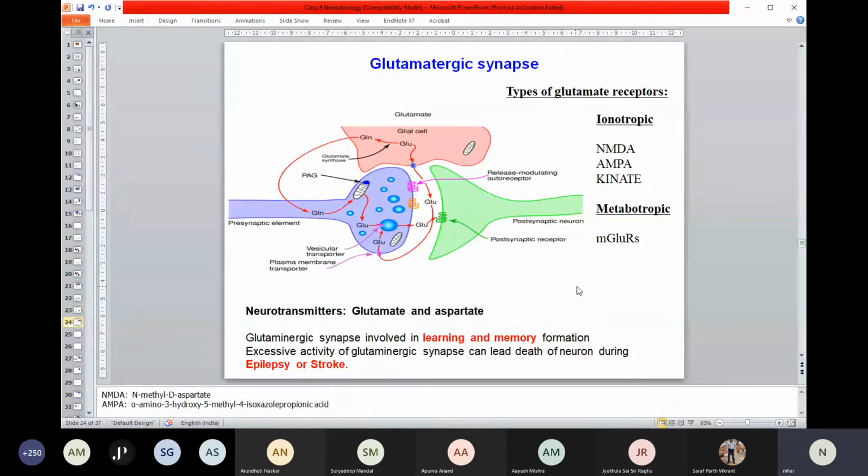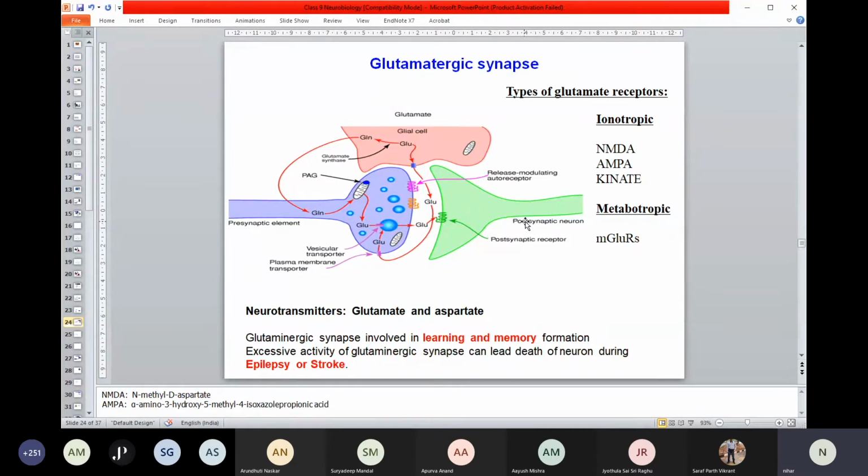Now let's come to the glutaminergic synapse. As I told you, glutamate is one of the important amino acids. Glutamic acid and aspartic acid, they are the two acidic amino acids. And here you will see that they are the most important neurotransmitters that play an important role in learning and memory formation. I'm sure many of you are probably interested to know. So glutamate and aspartate are the neurotransmitters linked with your memory formation.